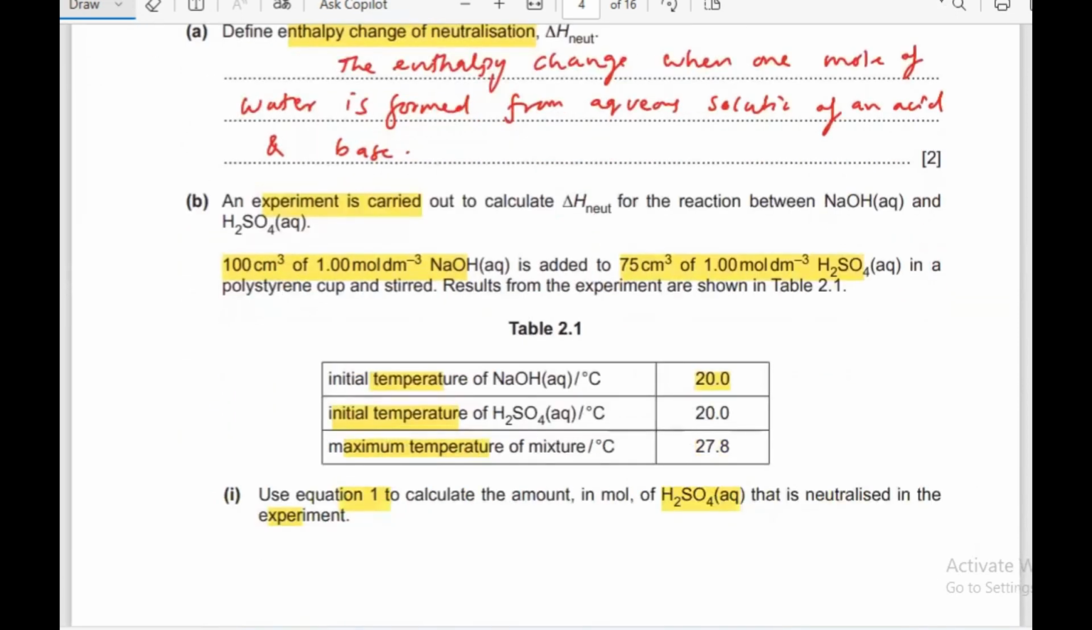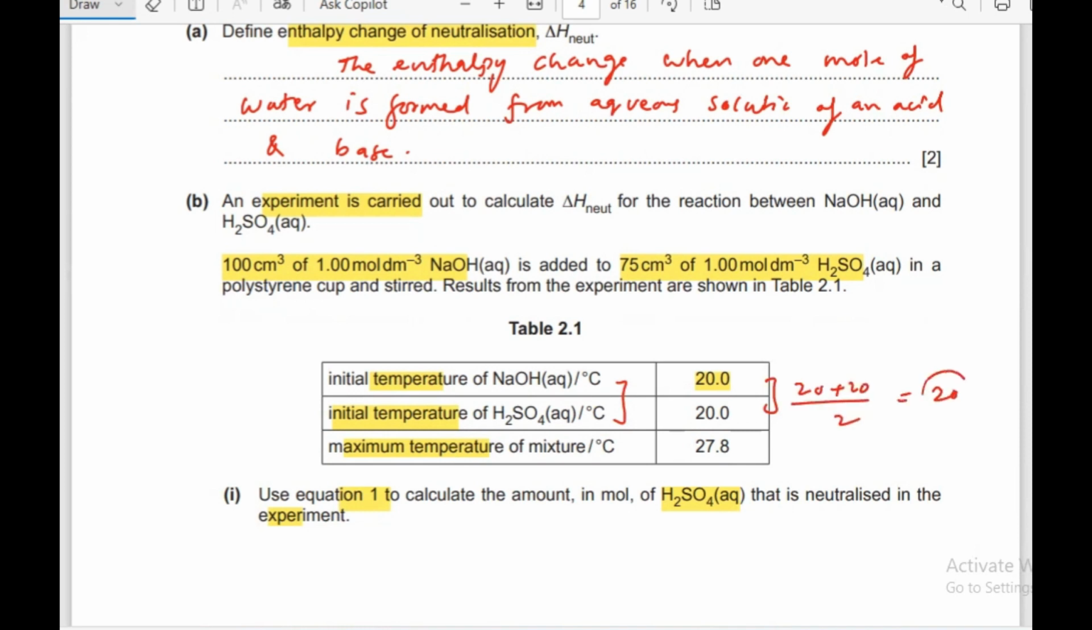Then an experiment is carried out to calculate the delta H neutralization for the reaction between sodium hydroxide and sulfuric acid. 100 cm³ of 1.0 mol per dm³ sodium hydroxide is added to 75 cm³ of 1.0 mol per dm³ sulfuric acid in a polystyrene cup and stirred. Then results from the experiment are shown in the table. Initial temperature of both these reactants: if we take the average, then we will get the same thing.